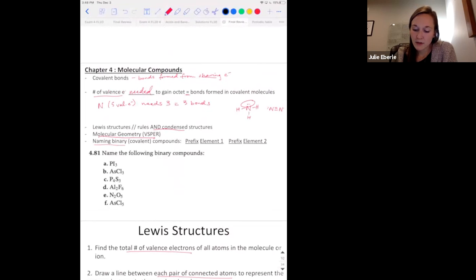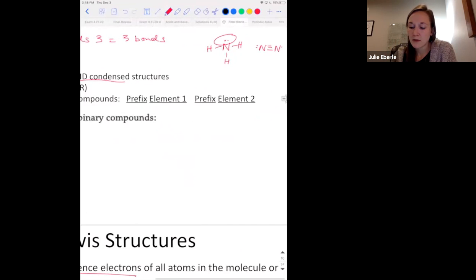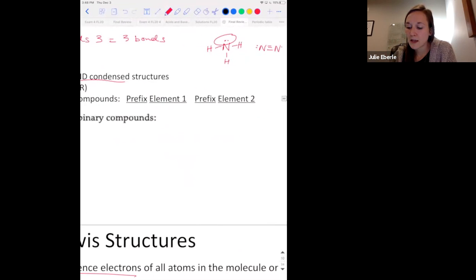Now we're going to briefly go over naming binary covalent compounds. What does binary mean? Binary means there's two elements. So if you look at all these examples, this is problem 4.81 from the textbook. There's just two elements here. Here's the method you use. You do the prefix of the first element, then you name it. Then you do the prefix on the second element, then you name the element. And I forgot to say this, but the end of element two should be IDE, just the way you name anions. So you'll change the ending of that second element to IDE.